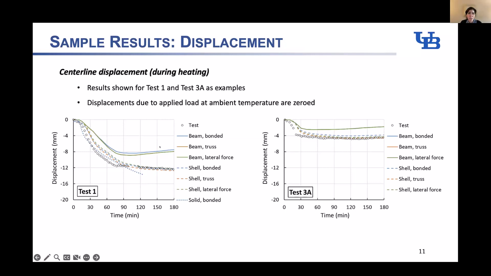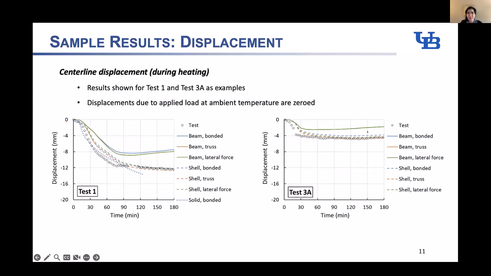Okay, so the beam elements, number one, let me clear one thing up. We have bonded, truss, and lateral force. These are the three versions we used for post-tensioning. You see that, and these are beams. Dashed lines are shells. Dotted line is actually the test, and this blue dot is the solid model. And you see the bundles here. Basically, the way that we considered post-tensioning really didn't make that much of a difference, partly because maybe the level of post-tensioning was not to the level that it really made an impact, not to the point that the way that we modeled it made a difference.